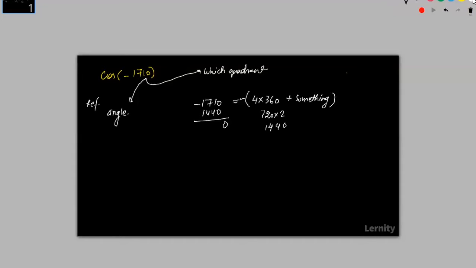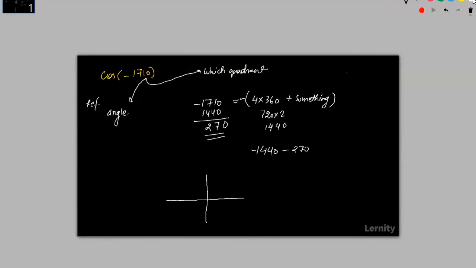The remainder is 270, right? So we have minus of 360 into 4 and minus of 270. So this is minus 1440 minus 270. Okay, so what will this become?